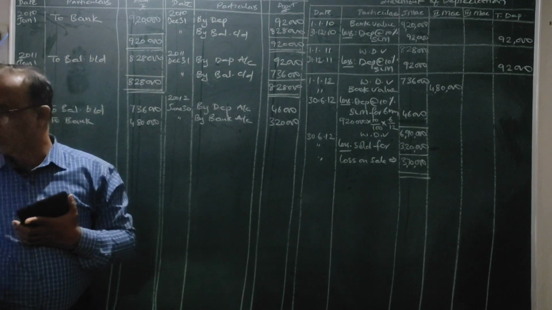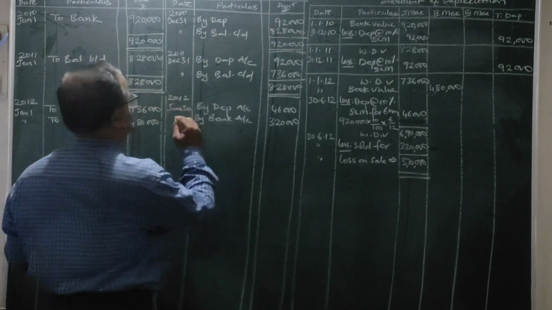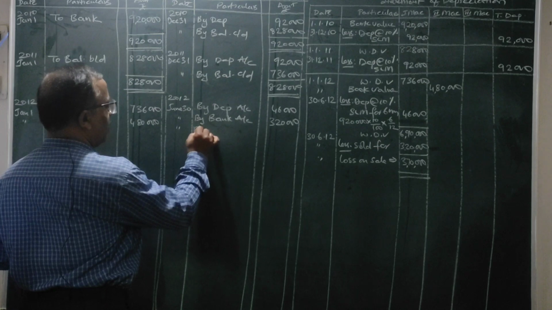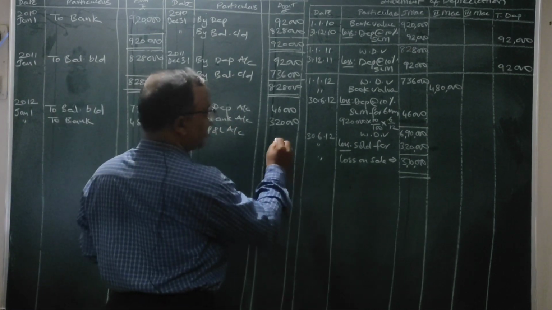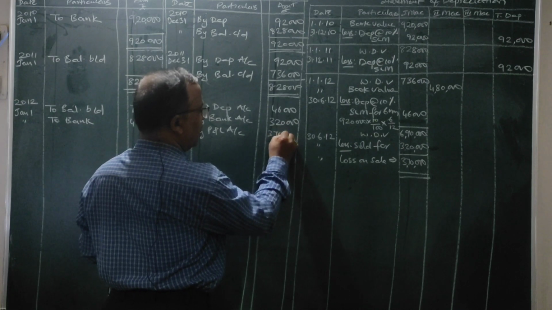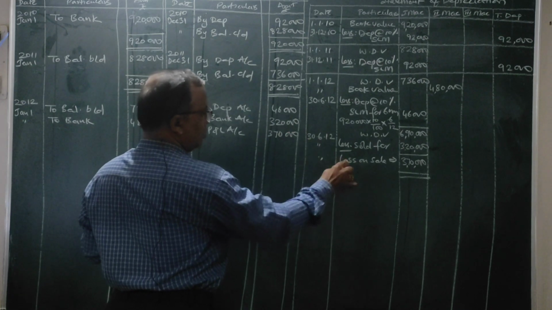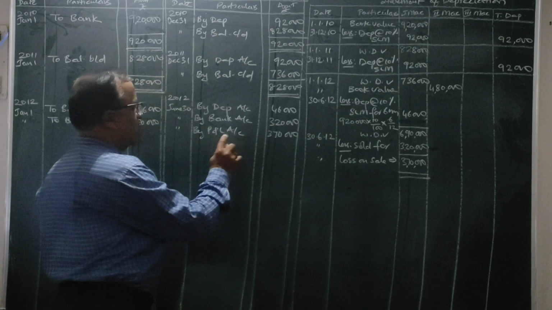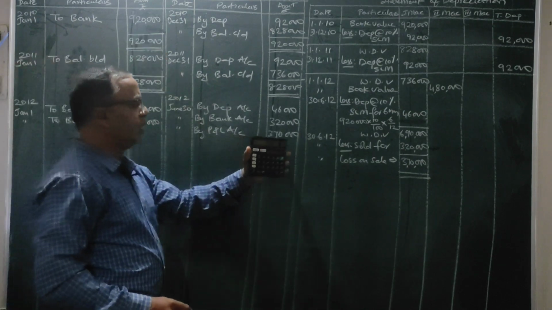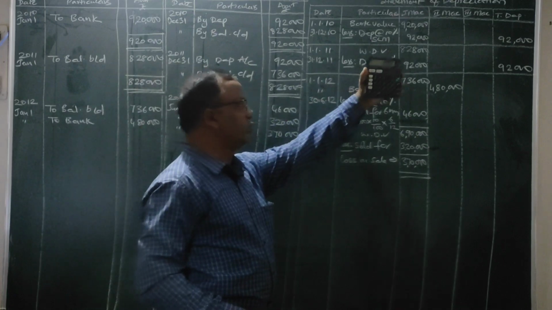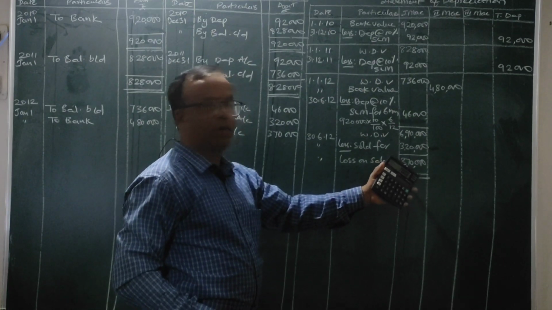So for the loss on sale of machine, the entry will be profit and loss account debit to machinery account. So in the machinery account it will be written as "By profit and loss account." In my first video I have given all the entries there, so please go through them if you have any confusion. So this particular machine's calculations are completed here.